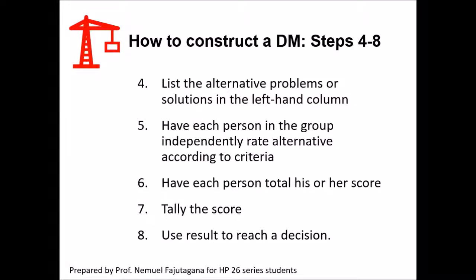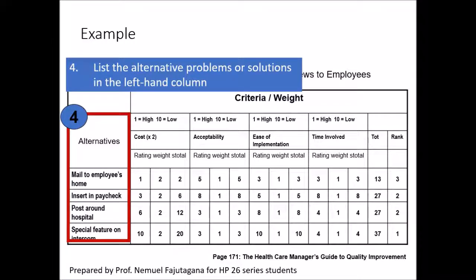After you've listed rating scales or the criteria for selection, then you list the alternative problems on the left-hand column. Have each person in the group independently rate alternatives according to criteria. Have each person total his or her score, tally the score, and use the result to reach a decision. Here are alternatives. Say, for example, how to communicate well with employees, right? So, alternatives. So, meron ka nang criteria dito, high, low. So, cost is major for them, acceptability here, and ease of implementation, time involved, total rank.